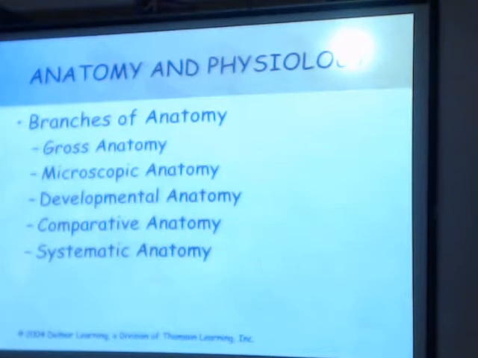Then there's developmental anatomy. Developmental anatomy is anatomy across the lifespan. So that would be from birth through the geriatric years to death. So birth to death, that's what developmental anatomy is. Comparative anatomy is when they compare human anatomy to the anatomy of other species. And then systematic anatomy is studying just a specific system, like the respiratory, and then comparing that to the cardiac system and how do they function together. So that would be your systematic anatomy.